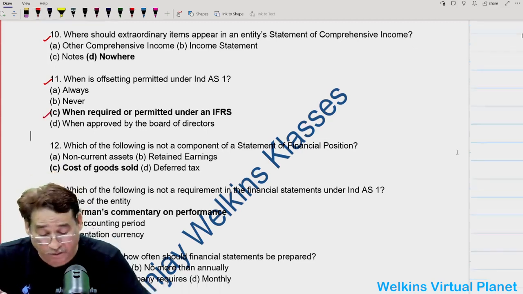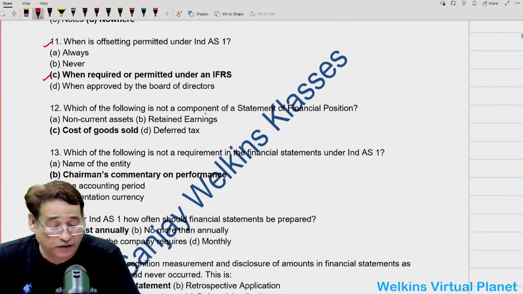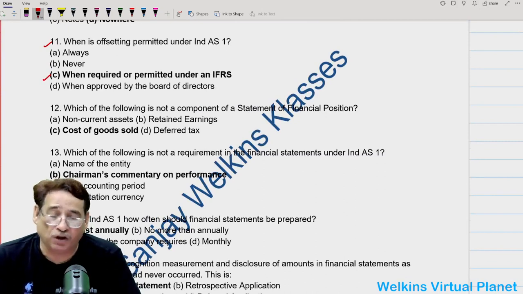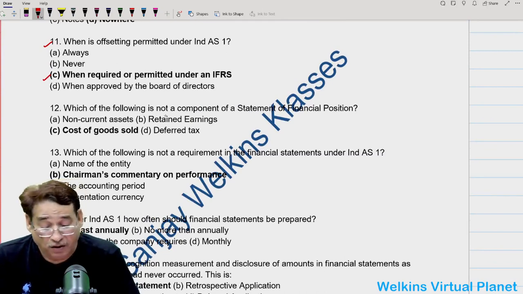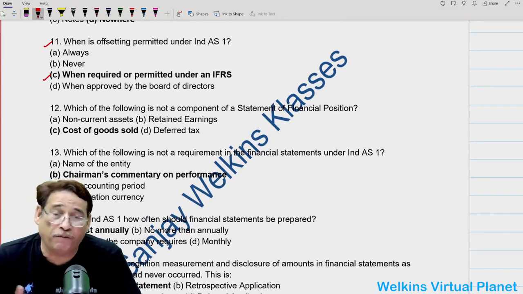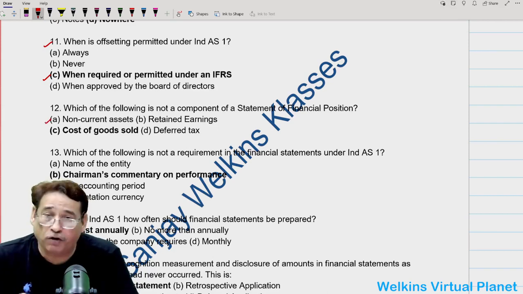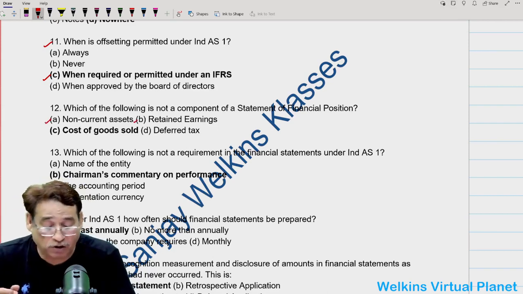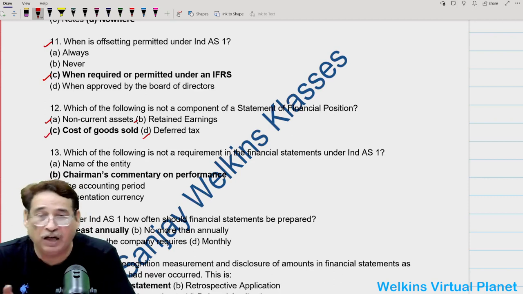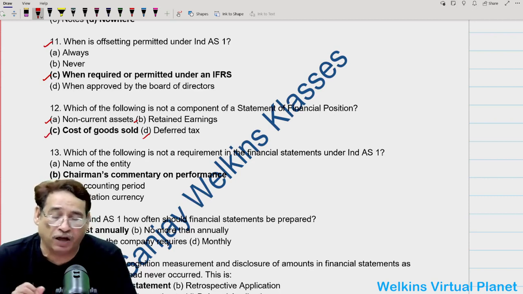The answer should be C. Which of the following is not a component of a statement of financial position? A statement of financial position is actually the balance sheet. Which is not a component of the balance sheet? Non-current asset is a component of a balance sheet. Retained earning is also a component of the balance sheet. Deferred tax is also a component of the balance sheet. So the only alternative we are left with is C. So C should be your answer.